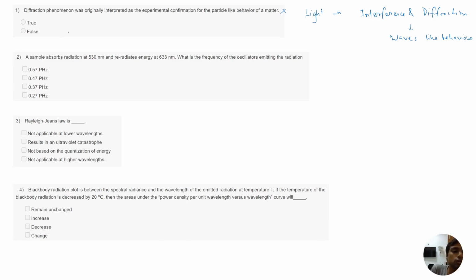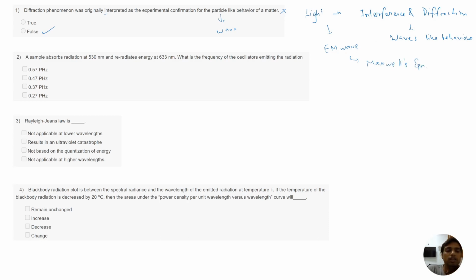So diffraction phenomena are originally interpreted not as particle but as wave. So this statement is false. And light, that is why we call light an electromagnetic wave, and that is why electromagnetic waves follow Maxwell's equations.